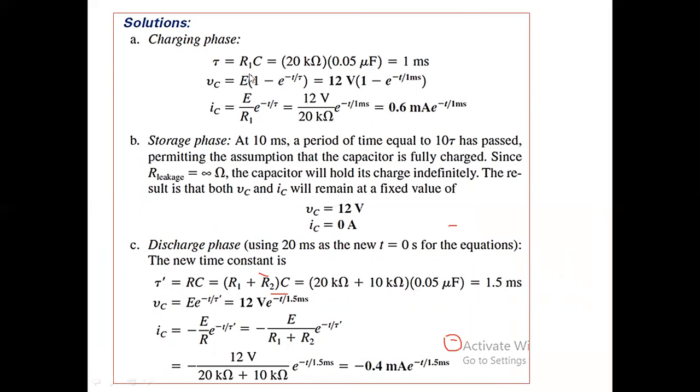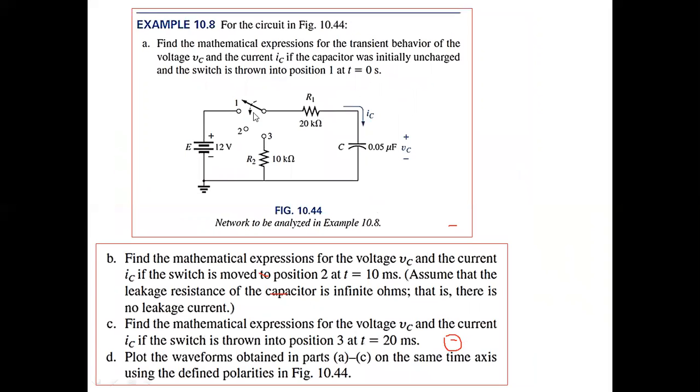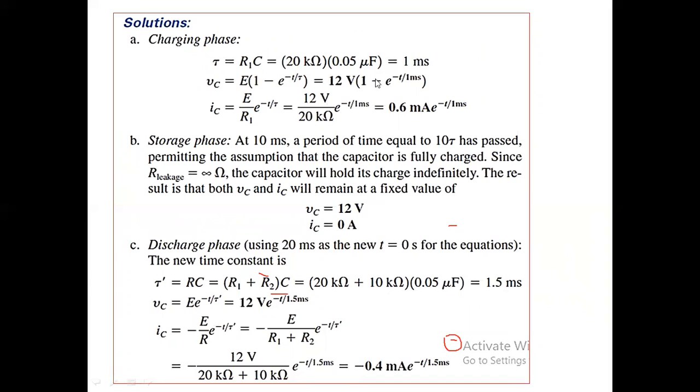Using the formula for the charger, only R1 is involved when it is moved to position number 1. When it is moved to position number 3, two resistors will be involved in series, so we will use R1 plus R2 then. Now R1 only. For the storage phase after 10 millisecond, putting the values, we will get 12. As tau is 1 millisecond, the capacitor is fully charged in 5 milliseconds.